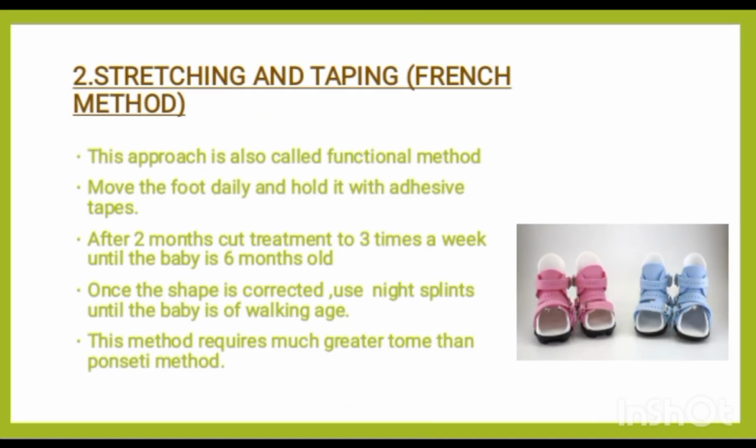The second method used is called stretching and taping, also called the French method. This approach is also called the functional method because the foot is moved on a daily basis and then held with adhesive tapes. After 2 months, the treatment is cut down to 3 times a week until the baby is 6 months old. Once the shape of the foot is corrected and we gain the normal alignment of the foot, we use a night splint until the baby is of walking age. This method requires much greater time as compared to the Ponseti method.